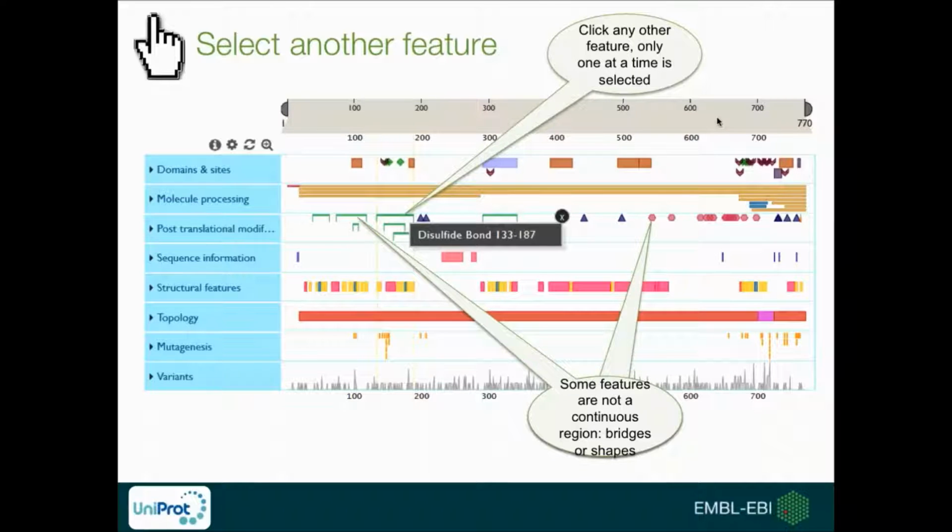You can select another feature at any other time. Only one feature can be selected at a time. So as soon as you click on another feature, this new feature will be selected and the other one will be automatically deselected. Please note that we have some special features that are not covering a whole region, but just covering 2 points, for instance, like the disulfide bonds, or just covering typically 1 amino acid like the binding sites or the catalytic sites. So those are represented not as a region, but with different shapes. For the disulfide bonds, we use bridges, while for the others, we have created a specific shape for each one of them.